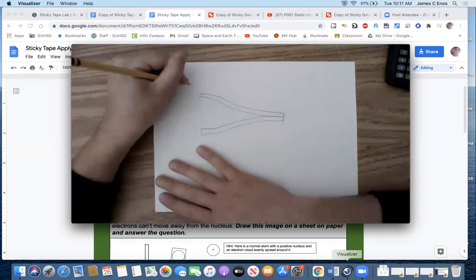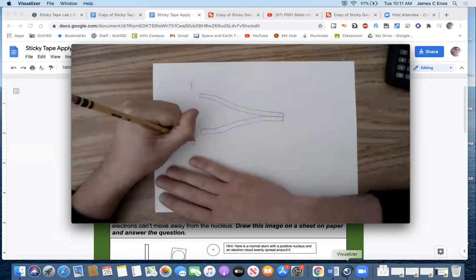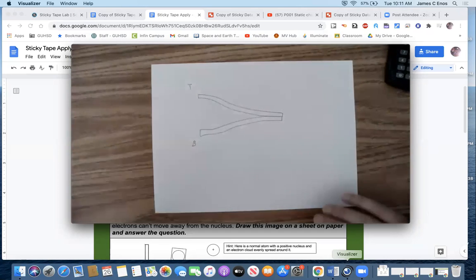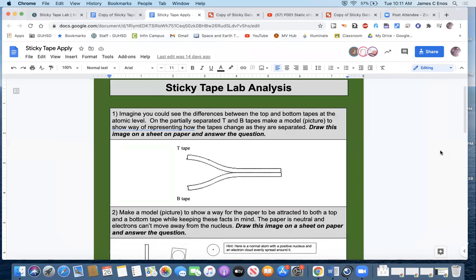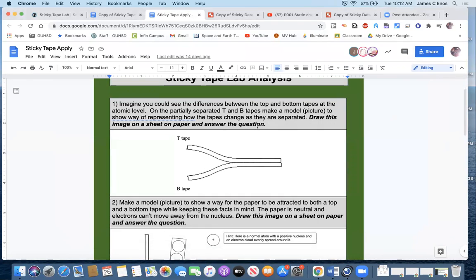where I have top tape and bottom tape. And what we're going to try to do is draw this to answer this question here, where I want you to imagine these two different pieces of tape down to this atomic level. And so what we're going to try to draw is a model representing these two tapes and how they get separated to get the images that we're expecting.